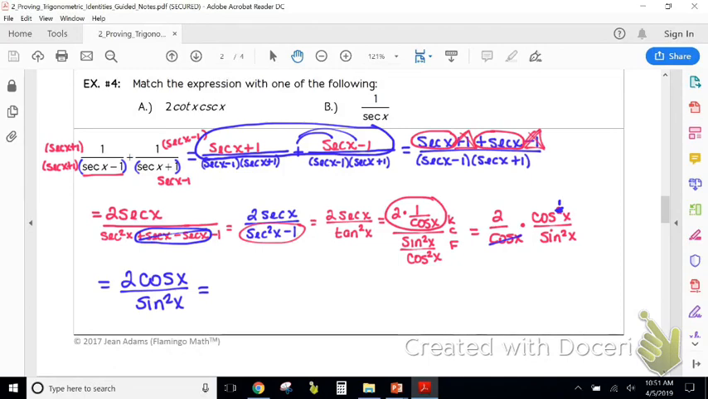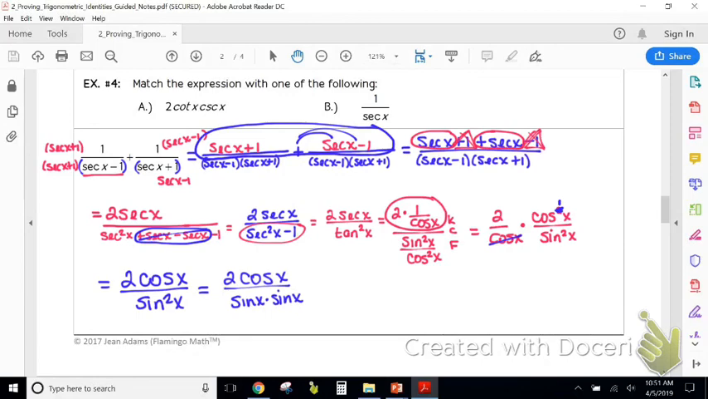Well, let's see. What do we know? I'm looking at the answer. Y'all said y'all think it's A. What do we know about cotangent? Cosine over sine. So what if I split that sine squared up? Sine squared is sine times sine, isn't it? So we get 2 cosine of x over sine of x times sine of x.